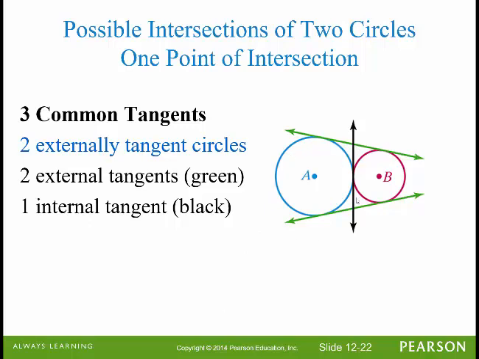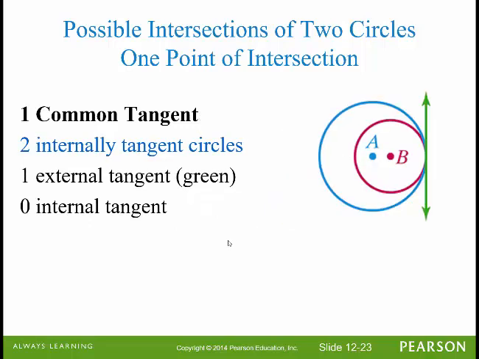So we have circle A and circle B that just touch at this one point of tangency. That's it right there. Another one here, you have a big circle A and a big circle B, and B just touches right here. So what we have is one common tangent line, and that's for two internally tangent circles like this.